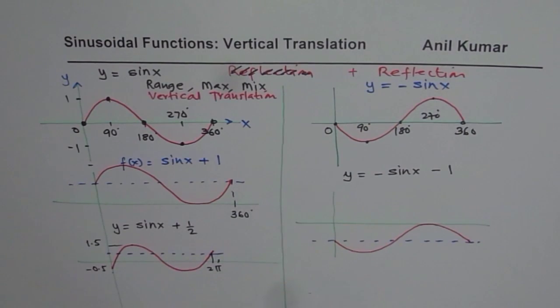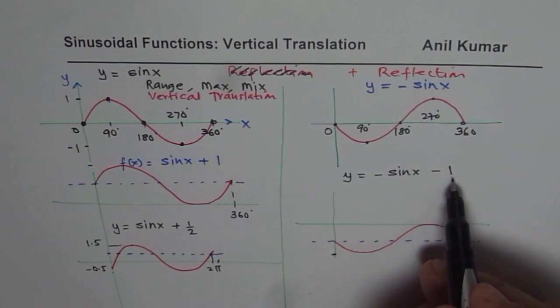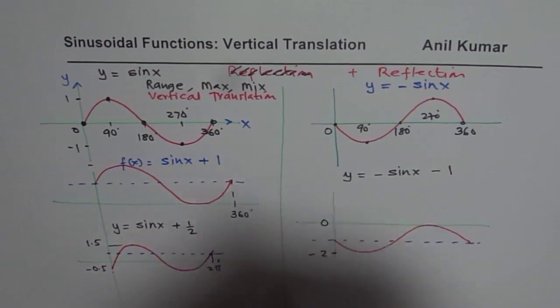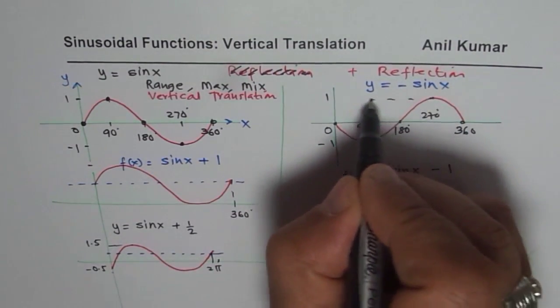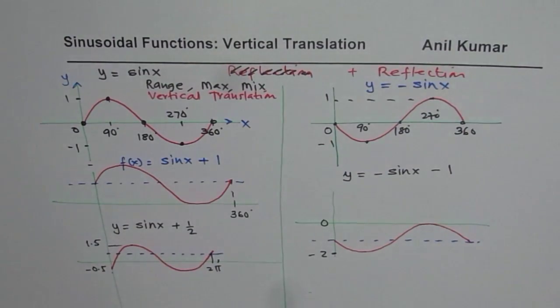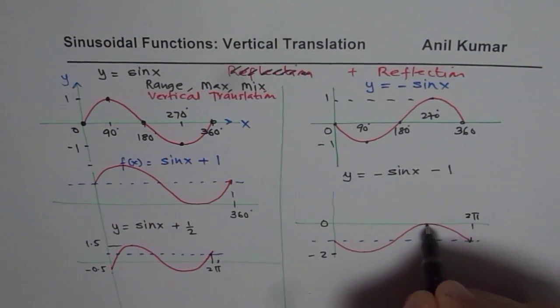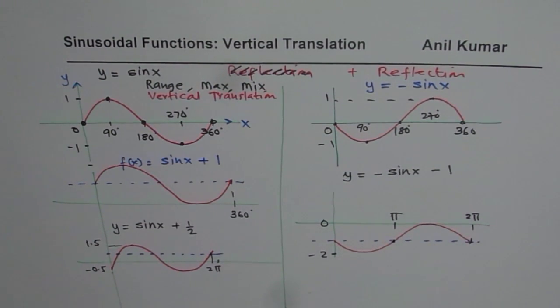So that is your function, and of course the maximum and minimum points will change. As you have moved 1 unit down, the minimum value is minus 2, maximum is 0. Earlier it was minus 1 and plus 1, correct? So that is the change which you are going to observe. However, the time period remains same, right? So that is how your time period is going to be.